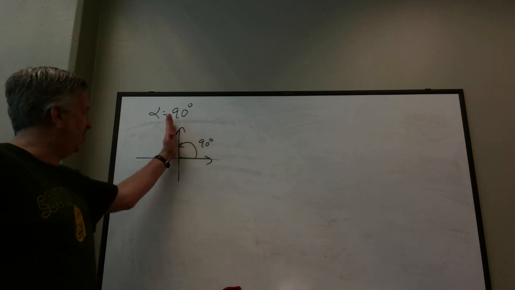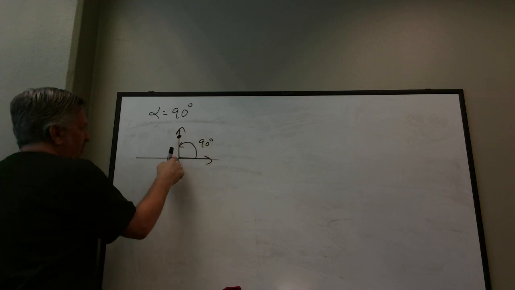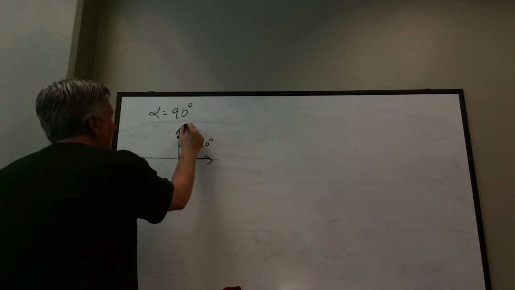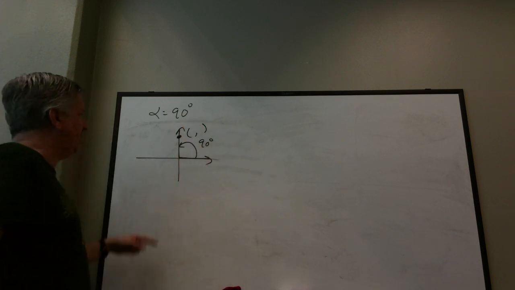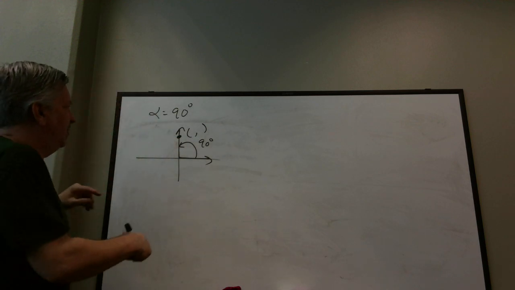Okay, so here's my angle. Here's the terminal side. I want to pick a point on the terminal side besides the origin. Well, they didn't give me anything to go on, but can't you give me the coordinates of a point on the positive y-axis? I'm just going to pick something, (0, 5).